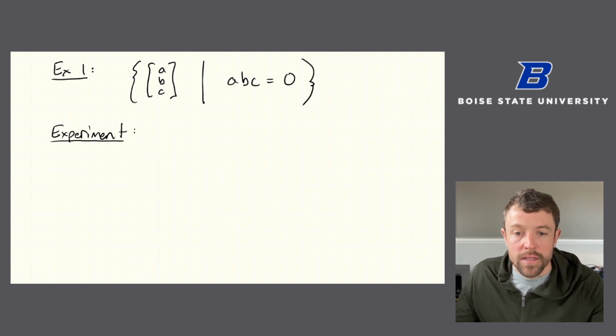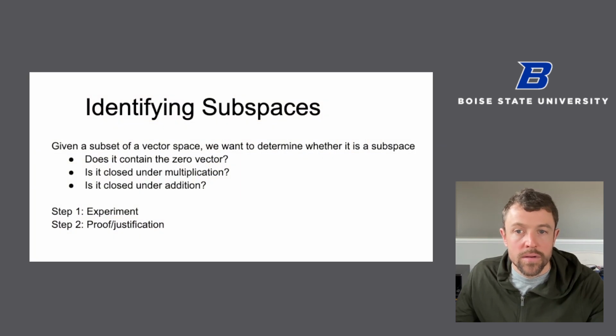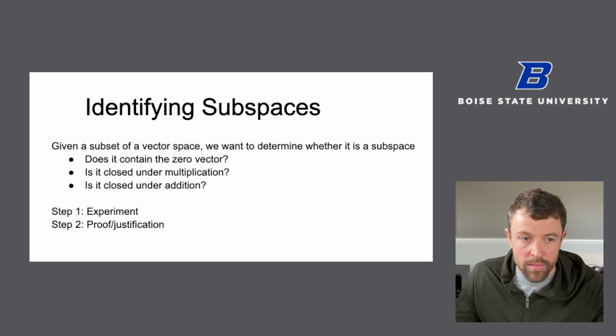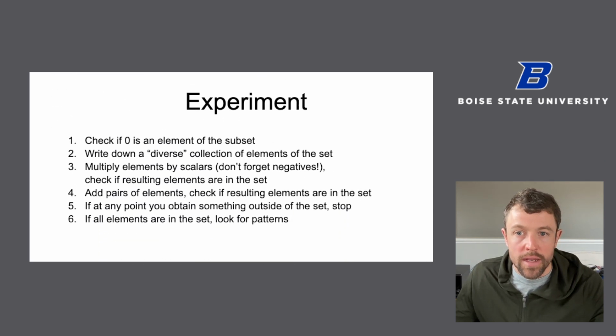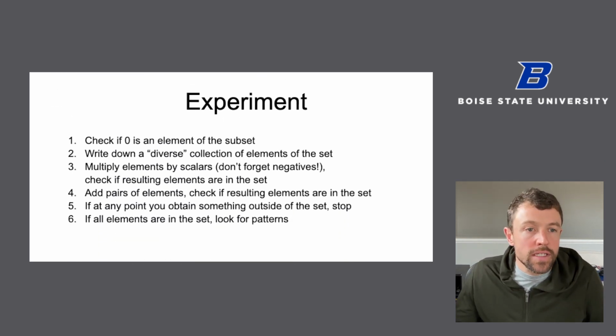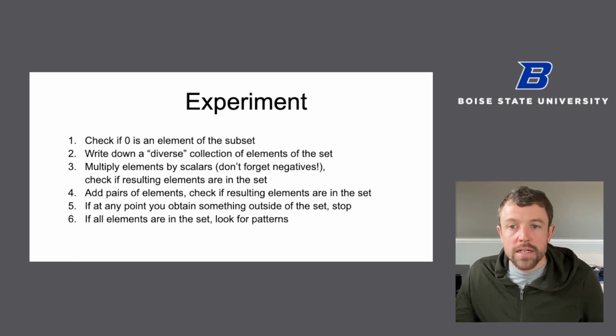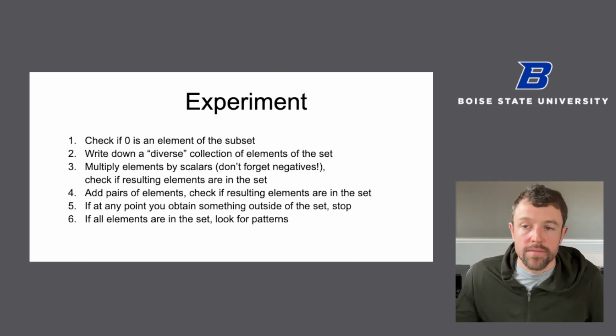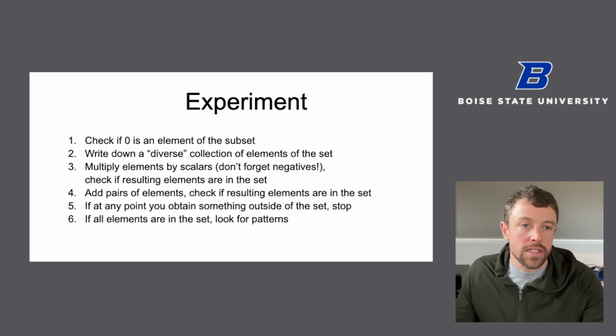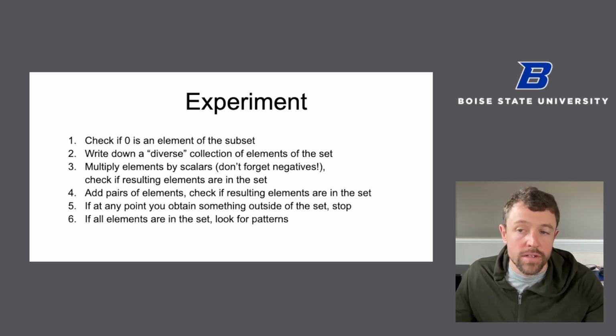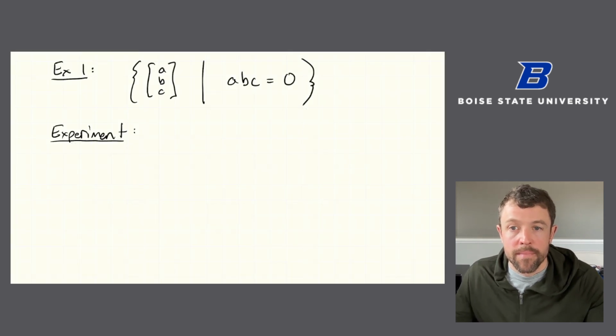So in the experiment part, I'm going to look at a few things. I'll jump back and forth a little bit. The first thing I'm going to do is check if 0 is an element of the subset. This is usually the easiest thing to check, and if it's not, it can be done really quickly. So let's check if 0 is an element of our subset.